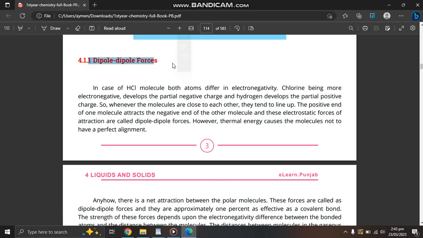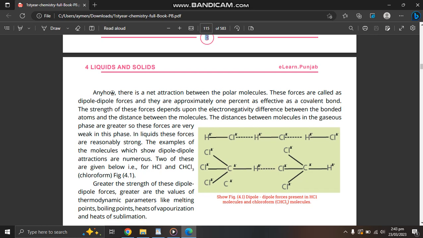What are dipole-dipole forces? In the case of the HCl molecule, both atoms differ in electronegativity. Chlorine, being more electronegative, develops a partial negative charge, and hydrogen develops a partial positive charge. So whenever the molecules are close to each other, they tend to line up. The positive end of one molecule attracts the negative end of the other molecule, and these electrostatic forces of attraction are called dipole-dipole forces. However, thermal energy prevents the molecules from having perfect alignment. Anyhow, there is a net attraction between the polar molecules.